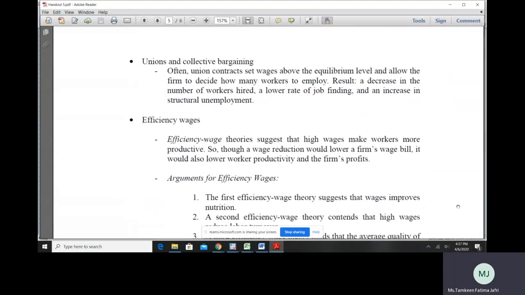And the third reason why wage rigidity occurs, or why structural unemployment exists, is because of efficiency wages. Efficiency wage theory suggests that higher wages make workers more productive. So though a wage reduction would lower a firm's wage bill, it will also lower worker productivity and the firm's profit. So some organizations deliberately pay more than the equilibrium.